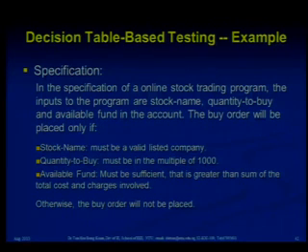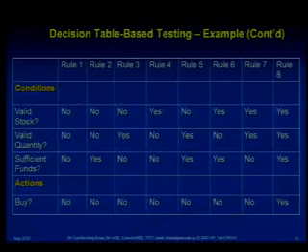So, for applying cause-effect testing, the first thing is to extract from the specification all the basic input conditions. What are the basic input conditions? In this case, there are three. Stock name must be valid. Quantity to buy must be in multiples of thousands. Available fund must be sufficient. So, these are the three basic input conditions. We extract them out and put them in the decision table as such.